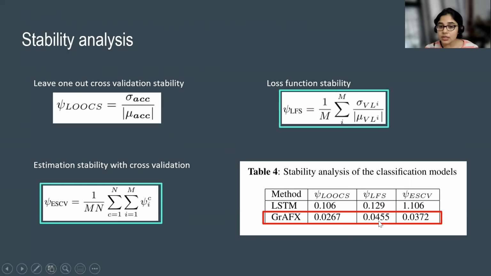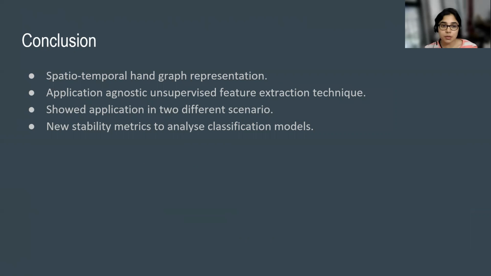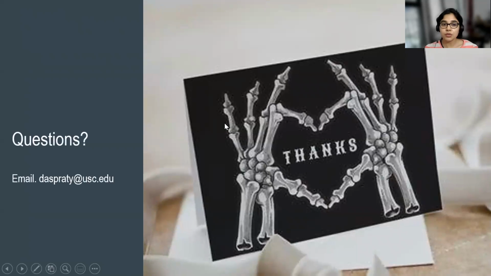If you see the results, our GraphX method is performing well in all the cases. We have seen that it performs well in the cross-person setting, and it is also a very stable model. To conclude my work, we have proposed a spatio-temporal hand graph representation, which is application agnostic and unsupervised, so it does not need any data to build your model. We have shown applications in two different scenarios and proposed two new stability metrics to analyze the classification model. Thank you, and please email me for any questions.